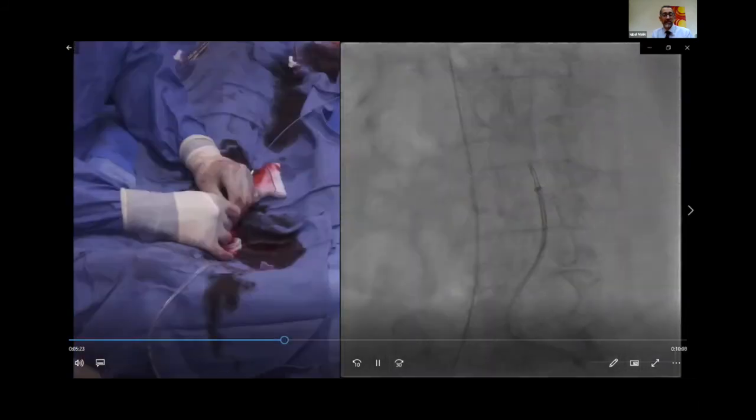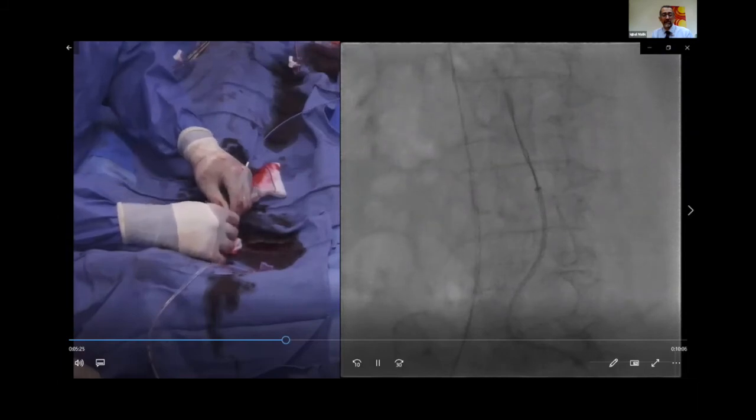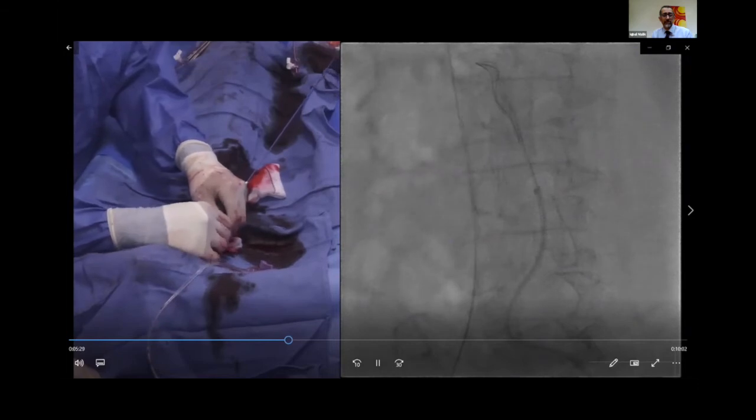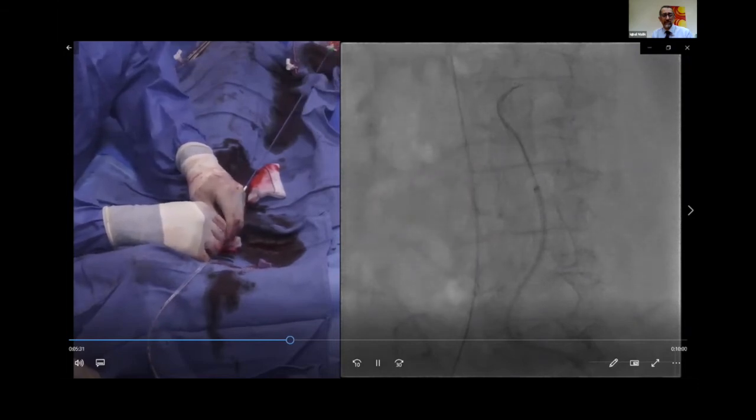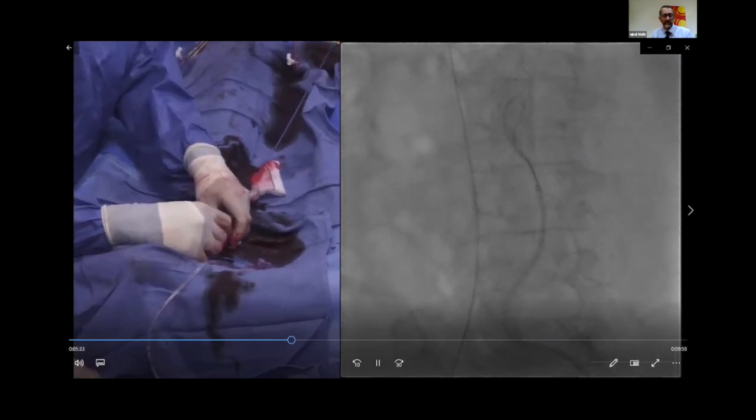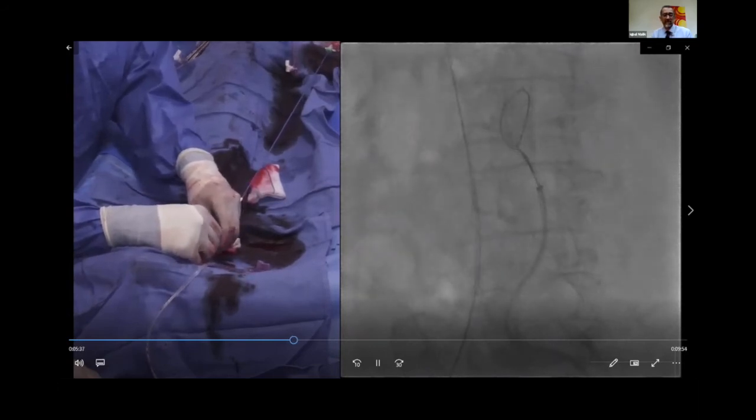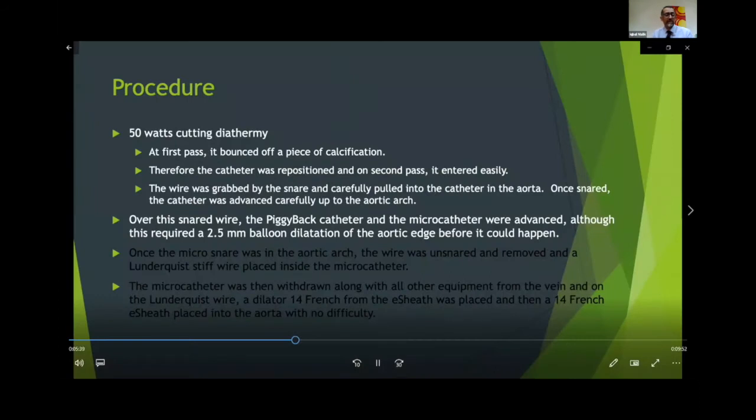So then we've got a pigtail to mark our spot, and then we're going to get a snare out into the right puncture point in the aorta, waiting to receive our wire. This is really a three senior operator procedure. I think it's very difficult to do with a lack of personnel in the lab.